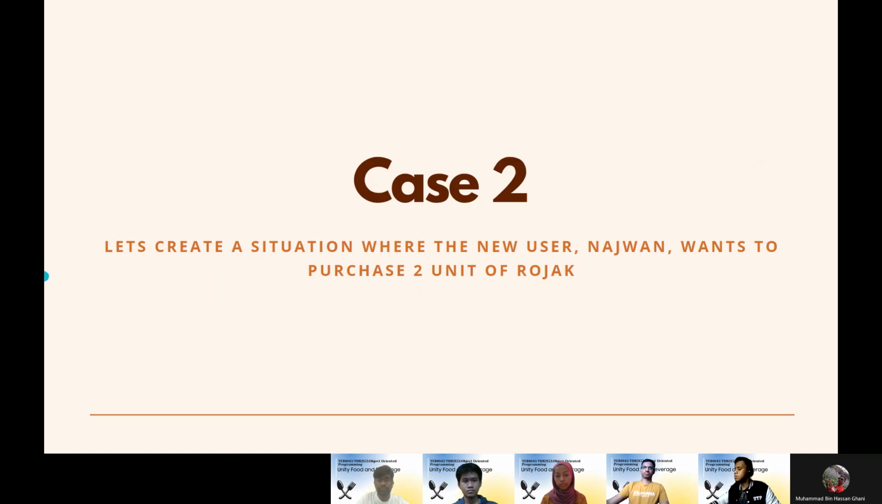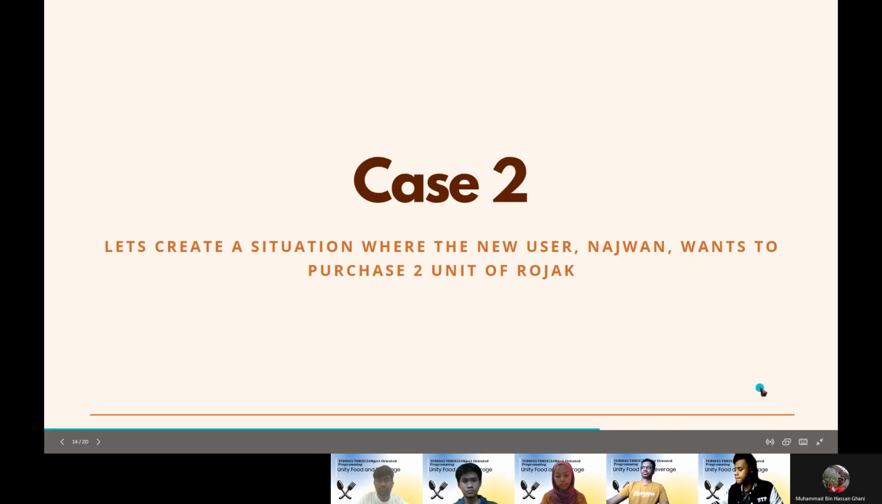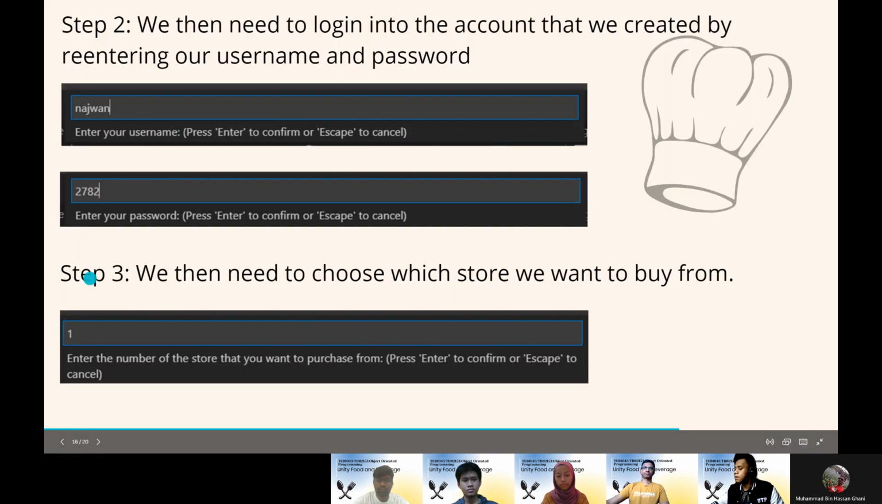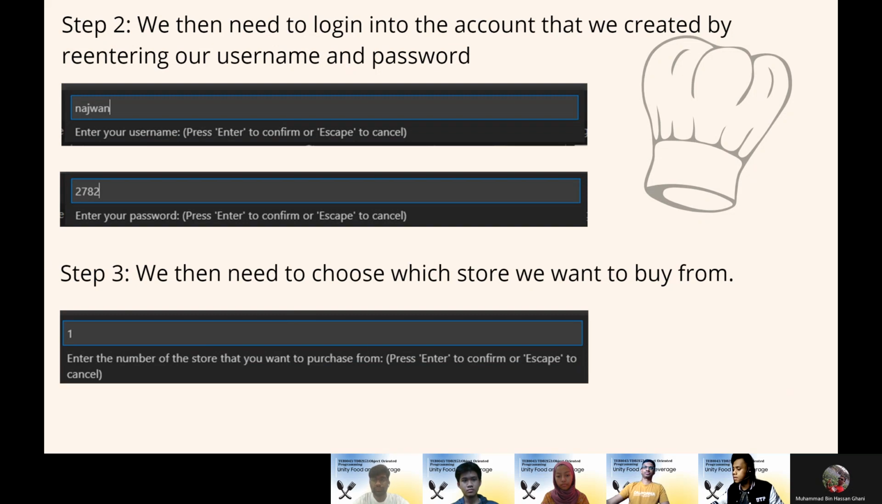Okay, moving on to case 2, which is a new user, Najwan, who wants to purchase 2 units of rojak. And basically, to purchase, he has to input buyer. Since Najwan is a new customer, he should create an account by entering a valid username and password. After creating an account, Najwan has to log into his account by re-entering his username and password.